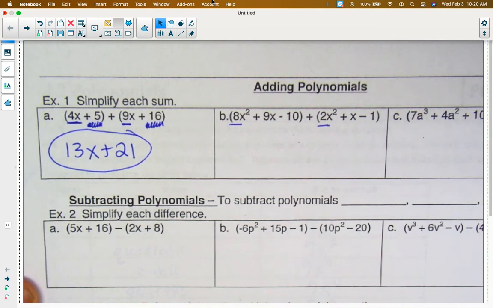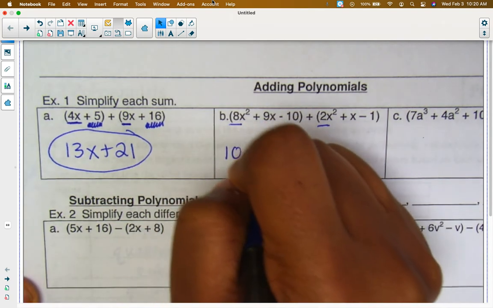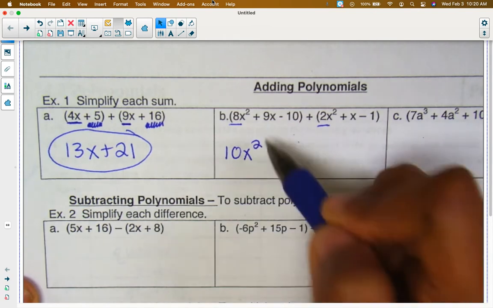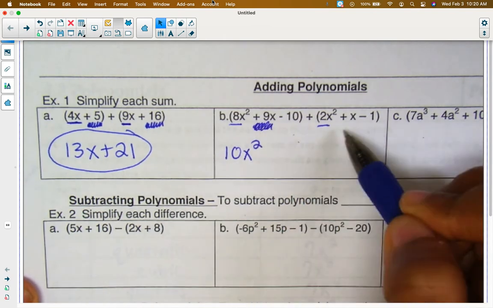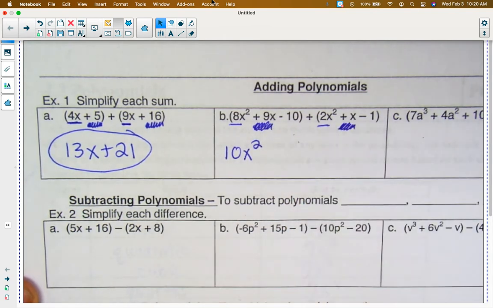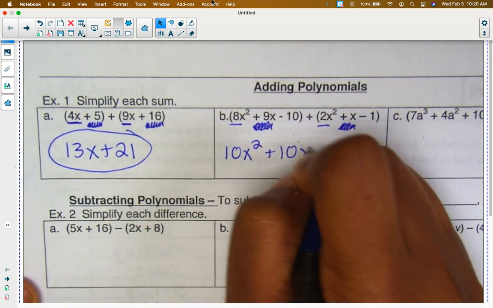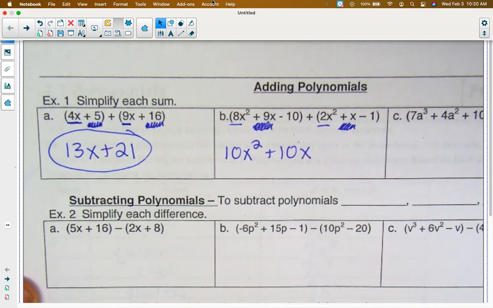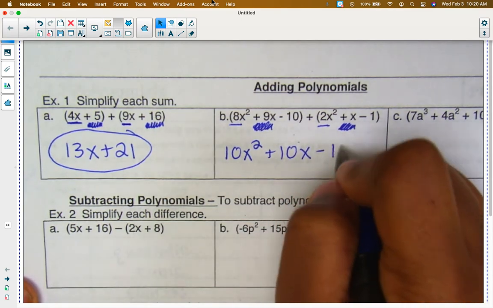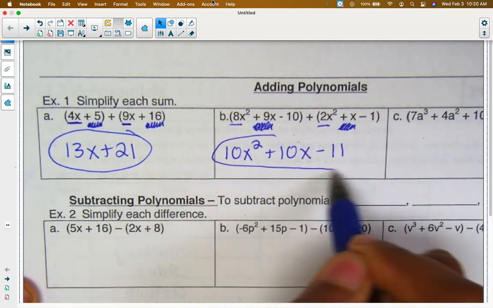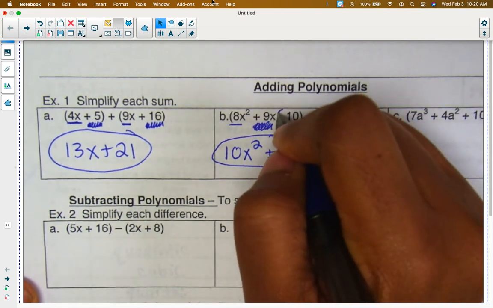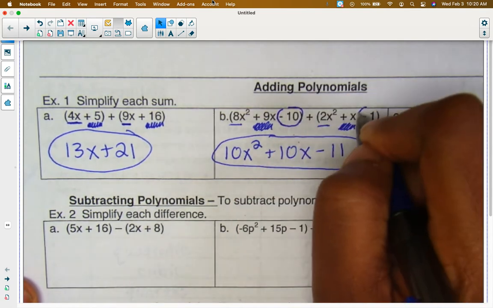8x squared plus 2x squared is 10x squared. I'm going to do a little squiggle for my linear terms. Okay. 9x plus x is 10x. And negative 10 plus negative 1 is negative 11. So I put the constant terms together.